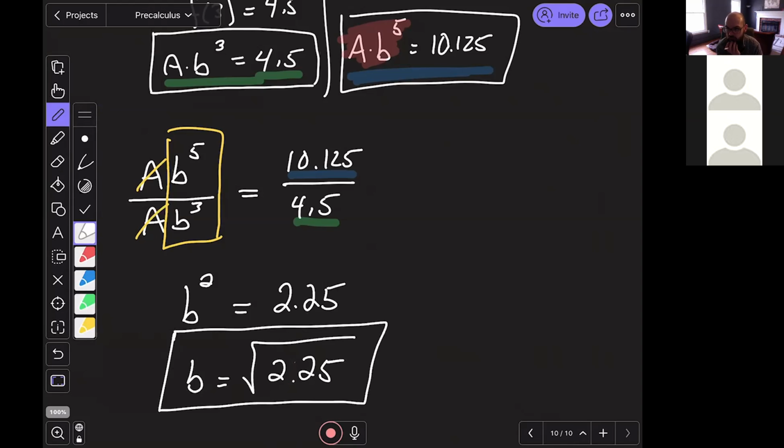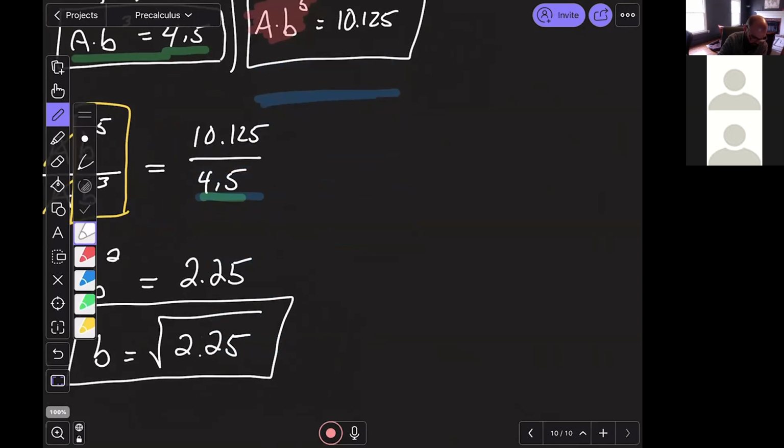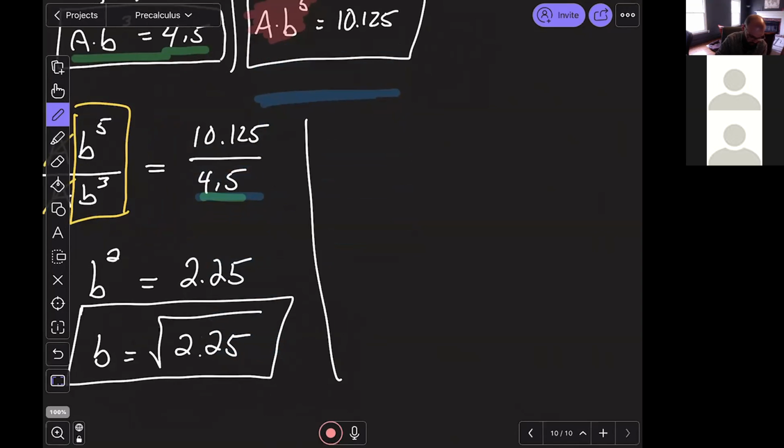Okay, so far so good? Yes. All right, so this is our B value. And now what we have to do is take all of this and find our A value, okay? So we have B is 2.25.